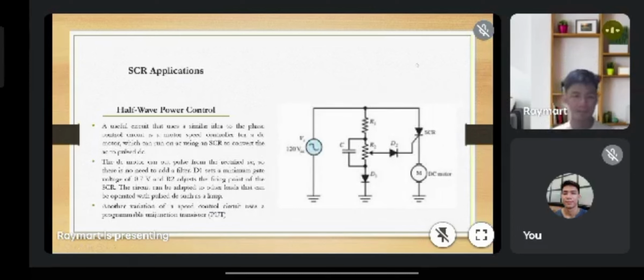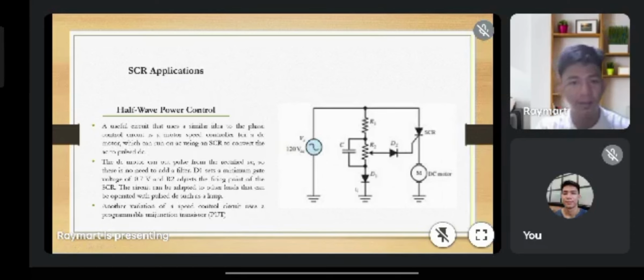A useful circuit that uses a similar idea to the phase control circuit is a motor speed controller for a DC motor, which can run on AC using a silicon controlled rectifier to control the AC into pulsed DC. So the DC motor can run on the pulsed output from the rectified AC, so there is no need to add a filter.